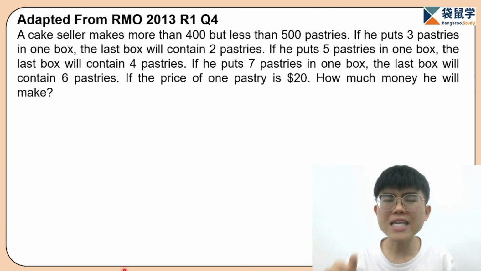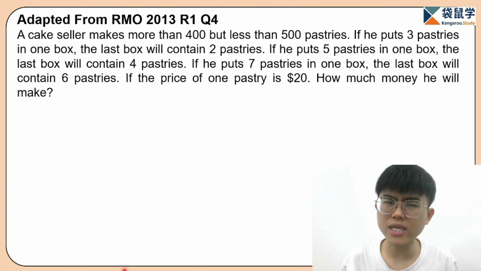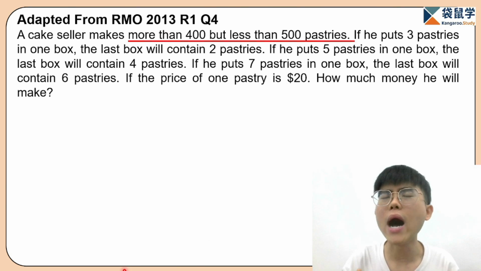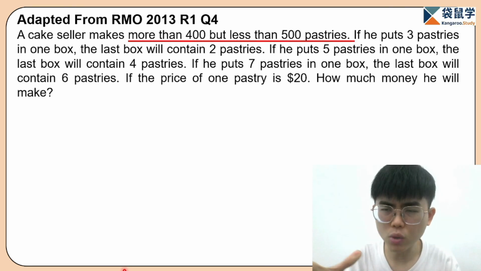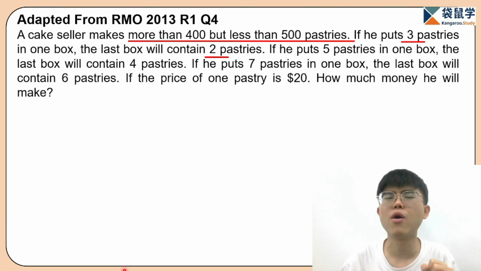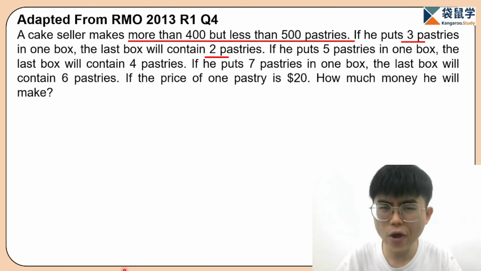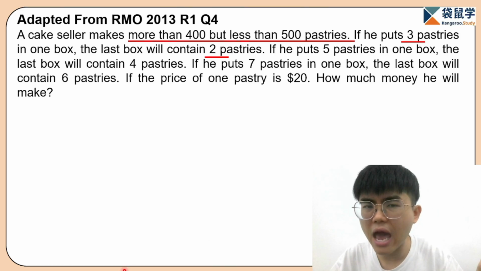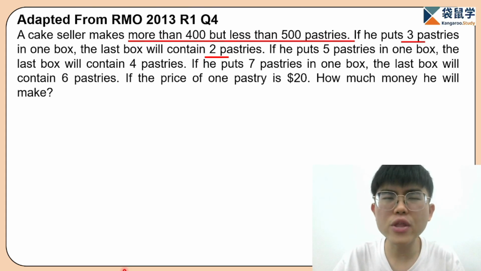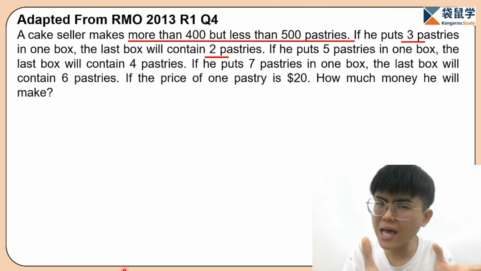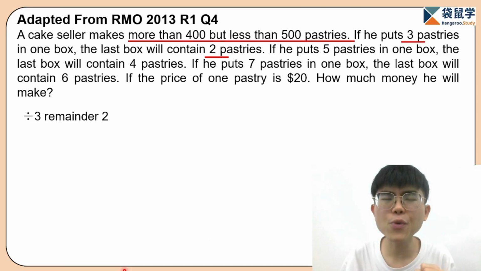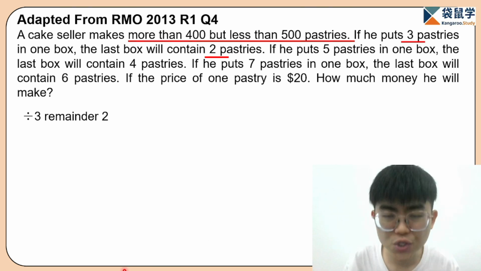Okay, everyone. You see, the first sentence of this question says that it is more than 400 but less than 500. This is one restriction, one condition that we have on our total. Then the next sentence says that if you put 3 pastry in one box, the last box will contain 2 pastry. Again, everyone, what is the information that we can get from this sentence? We put 3 pastry in one box, and then the last box will contain 2 pastry, which means that we divide by 3, and the remainder is 2.